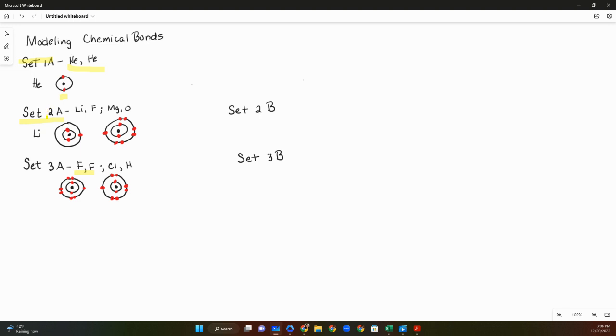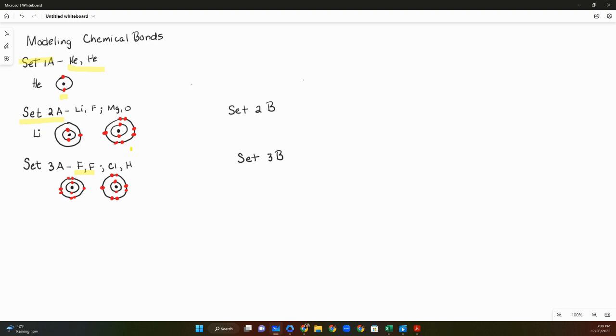Now, for set 2A, you see lithium right here. A lithium's atomic number is 3. So the first energy level, which is the first shell, can hold 2 electrons. So you have my 2 red dots right here. And then the second energy level or shell, there's only 1 electron. For magnesium, the atomic number is 12. So if you count the number of red dots, you're going to see that I have 12 electrons.